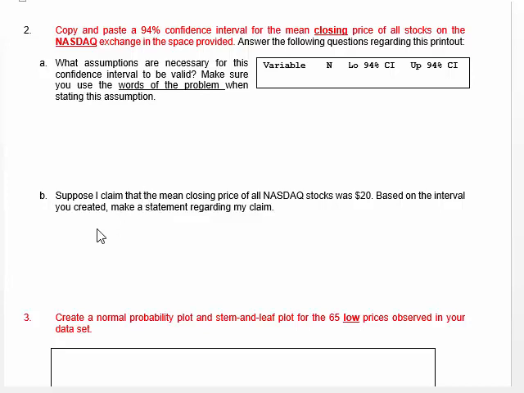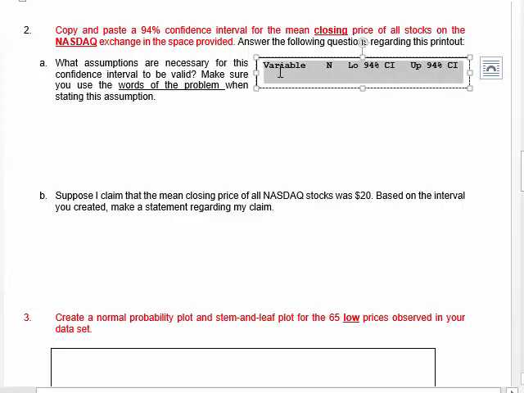And then part B, I'm asking you to make a statement about a claim. I'm claiming that the mean closing price of all NASDAQ stocks is $20. I want you to look at the endpoints that you get on your printout, the printout that you're going to place here, and I want you to tell me how you would respond to that claim. And again, these are things we're going to go over in class. So question 1, a practical and a theoretical interpretation. Question 2, I want you to answer a question, which is our third type of interpretation, and state an assumption.